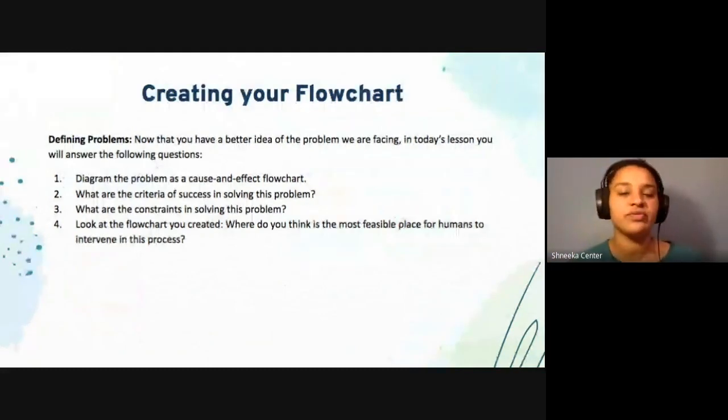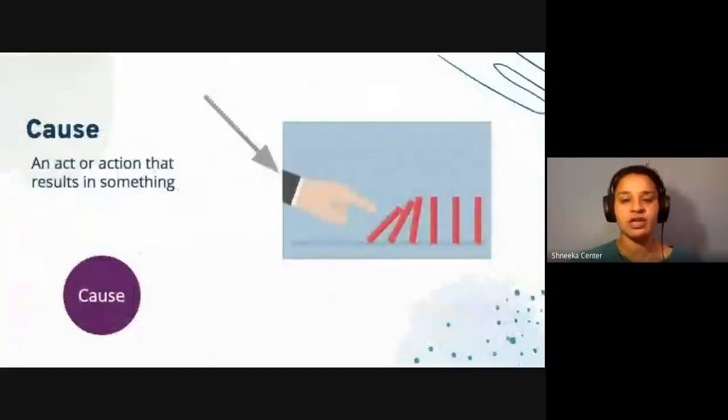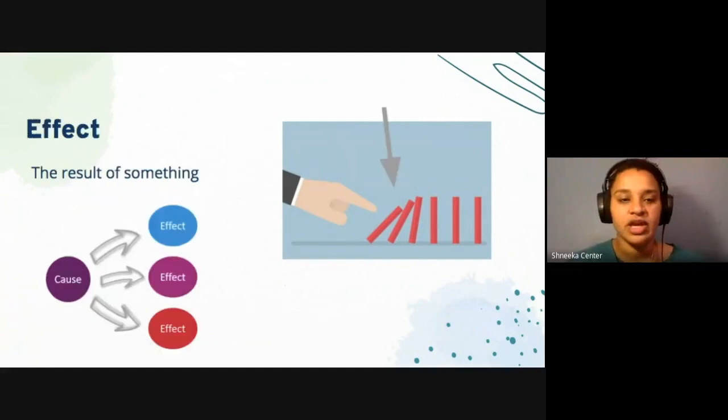So before we get started, let's review some vocabulary that you're going to need to know for this activity. A cause is an act or action that results in something. So in this picture here, the cause is someone pushing down these blocks. An effect is the result of something. So in the same picture, the cause is the person pushing the blocks down. The effect is the blocks falling. So thinking more in terms of a flowchart, you can think of your cause and then all of the effects branching outwards.